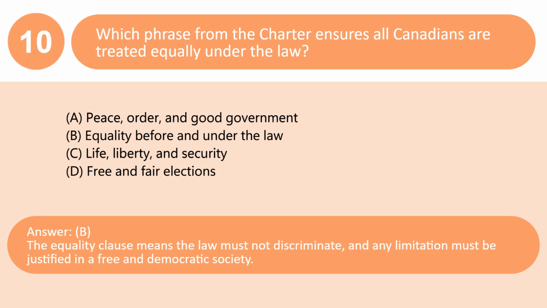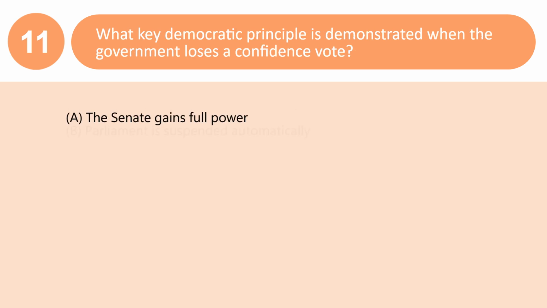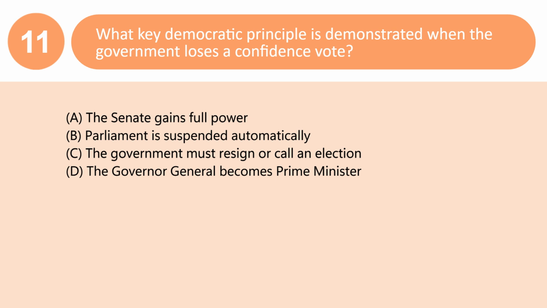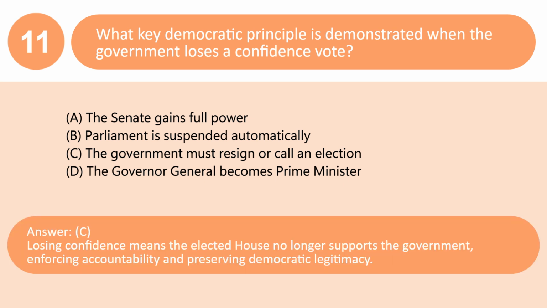and democratic society. What key democratic principle is demonstrated when the government loses a confidence vote? A. The Senate gains full power. B. Parliament is suspended automatically. C. The government must resign or call an election. D. The Governor-General becomes Prime Minister. Answer: C. Losing confidence means the elected House no longer supports the government, enforcing accountability and preserving democratic legitimacy.